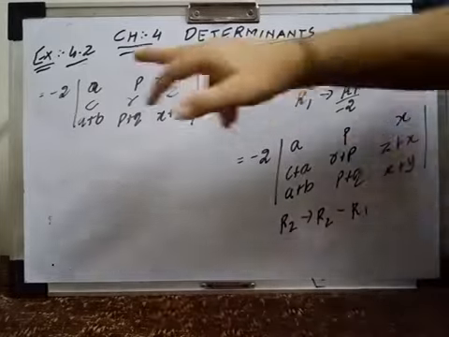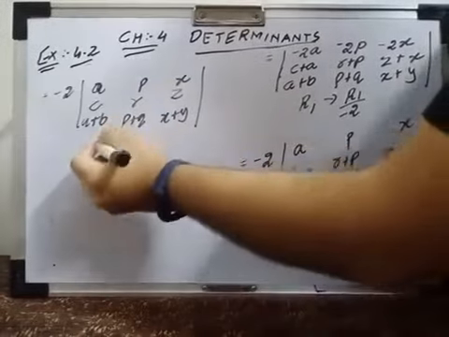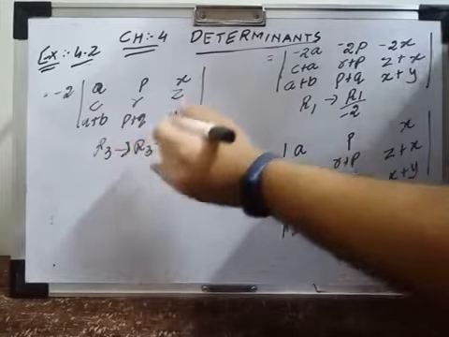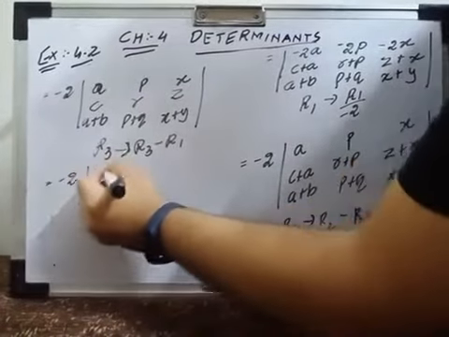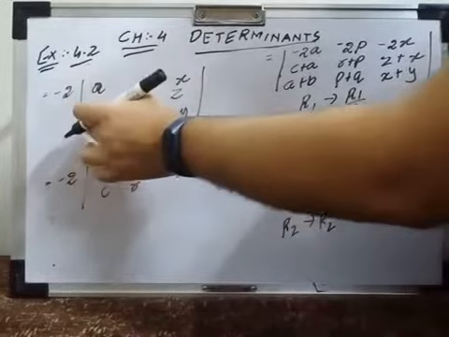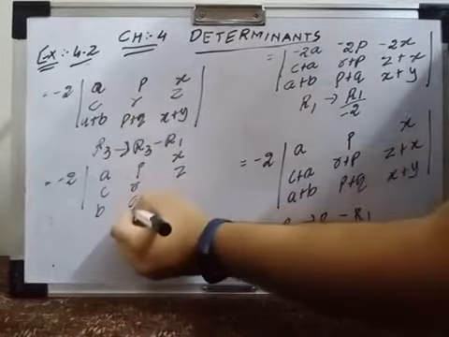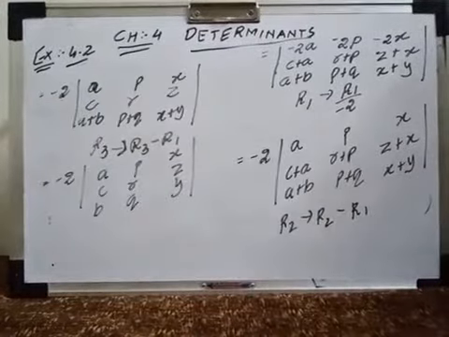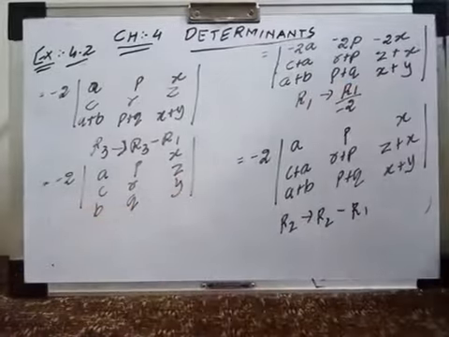Now if you can see that here also it is P, P, X, X. So if I apply row 3 gives row 3 minus row 1, then A plus B minus A, just B is left, P plus Q minus P, just Q, X plus Y minus X, just Y. But you can see that still we are not getting our right hand side.